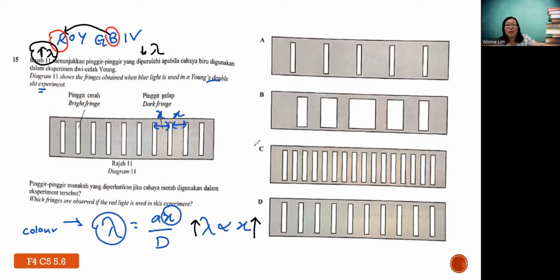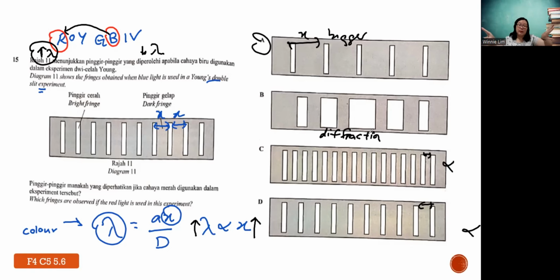So among A, B, C, D, C is wrong because you see the distance is shorter. D is not correct also because they seem to be the same, no change. Now your x is bigger, notice? Yes. Then why don't you choose B? Because this is not the interference pattern. The pattern for B is for the diffraction of light. They will be wider at the center, then towards the sides they become smaller. So this is how you get the answer for number 15, interference of wave.